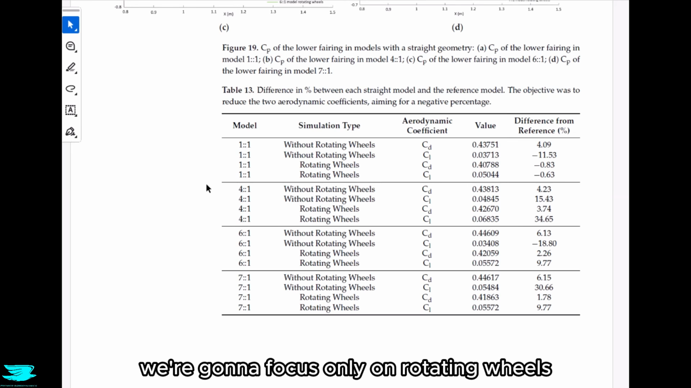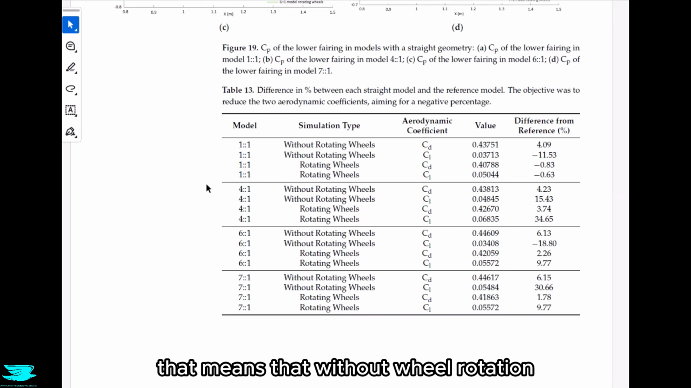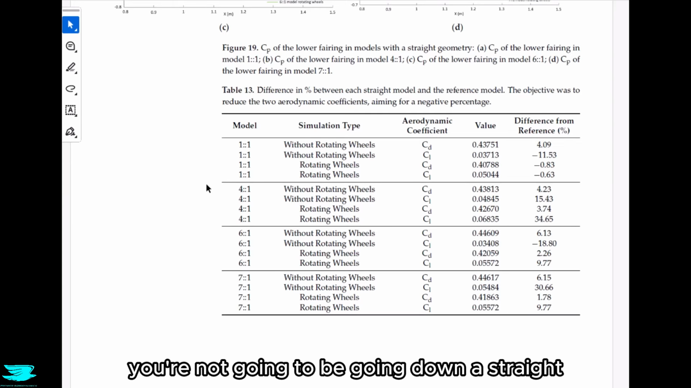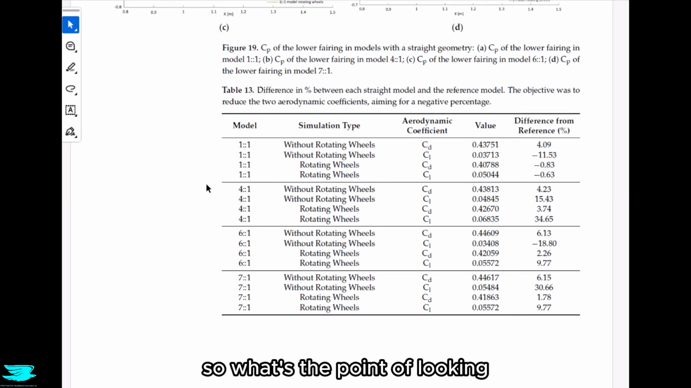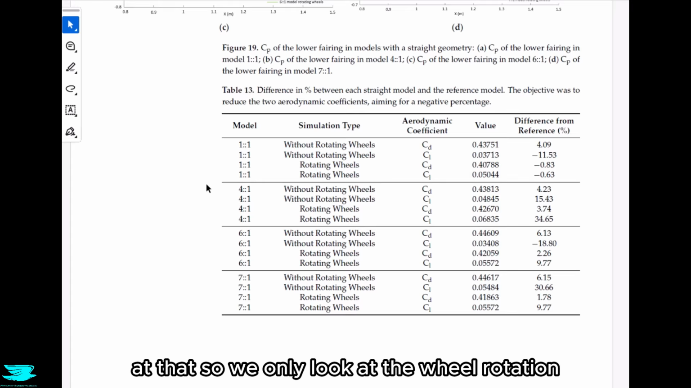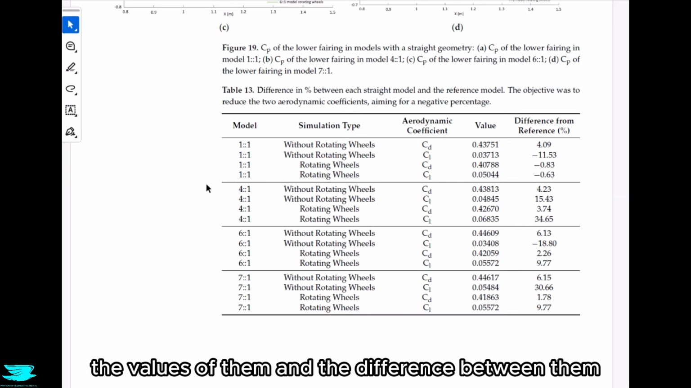We're going to focus only on rotating wheels because we've now seen that wheel rotation is very important for this. And to be perfectly honest, without wheel rotation, what's the point? I mean, you're not going to be going down a straight or around a corner with no wheels rotating, so what's the point of looking at that? So we're going to look at the wheel rotation, and then we look at the lift and drag coefficients, the values of them, and the difference between them.